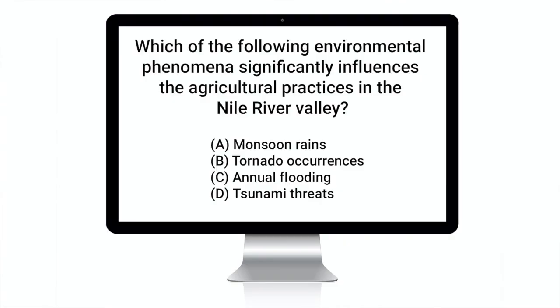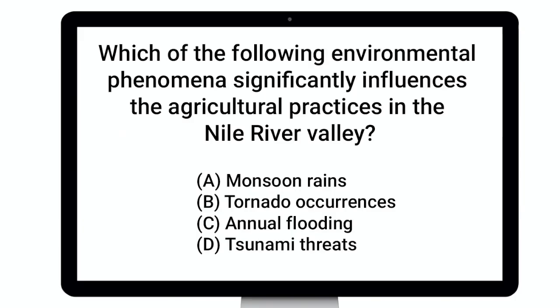Here's an example question related to how the environment influences human activity. Which of the following environmental phenomena significantly influences the agricultural practices in the Nile River Valley? Monsoon rains, tornado occurrences, annual flooding, or tsunami threats.